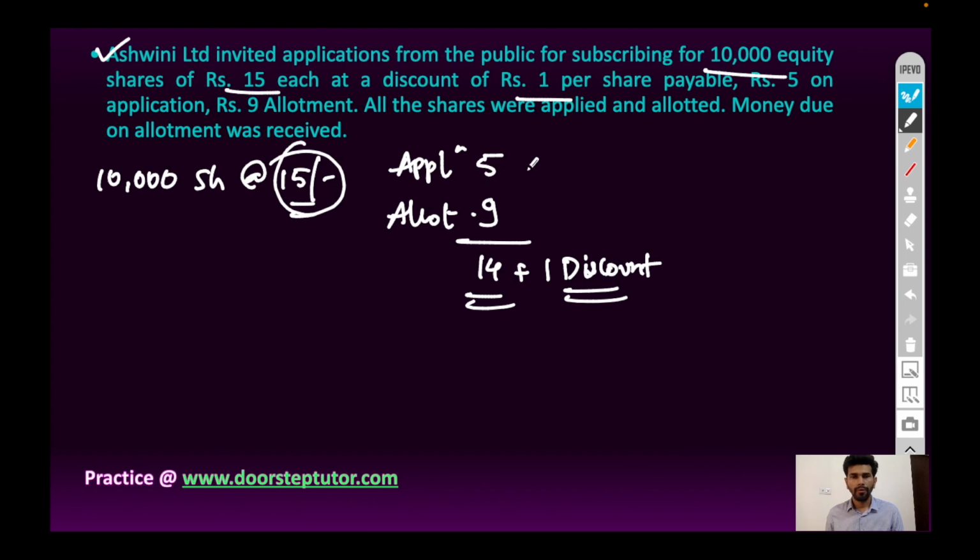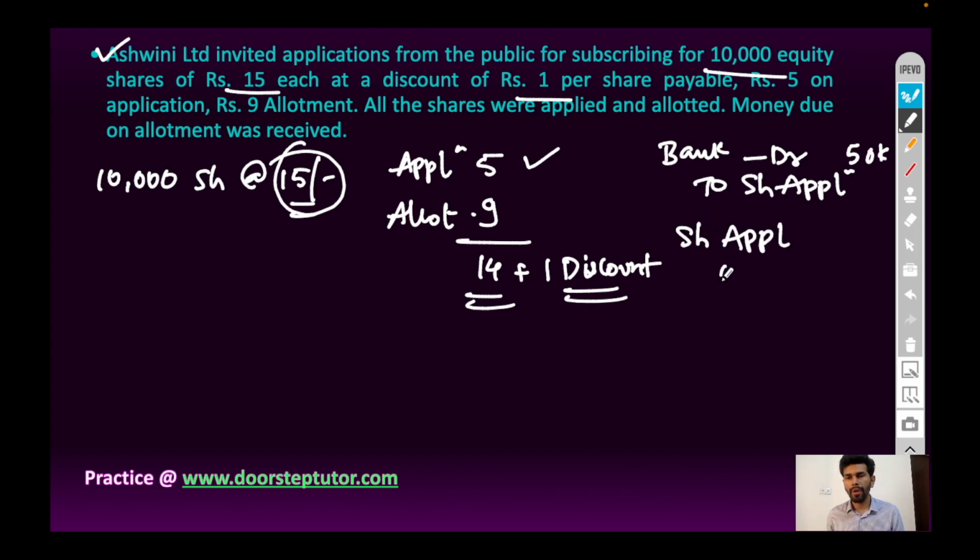So what will be the entry for application money received? Bank account debit to share application account. Amount will be 10,000 into 5, 50,000 rupees. Second entry will be application money transfer to equity share capital account. Application account debit to equity share capital account. Amount will be 50,000.